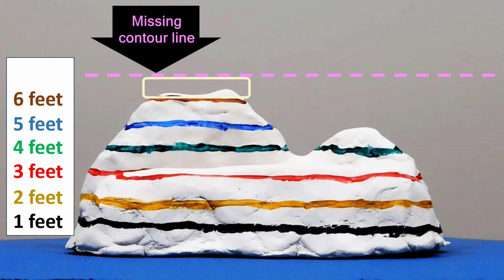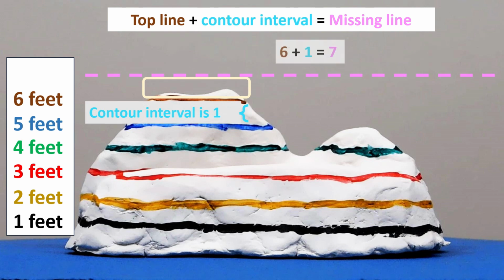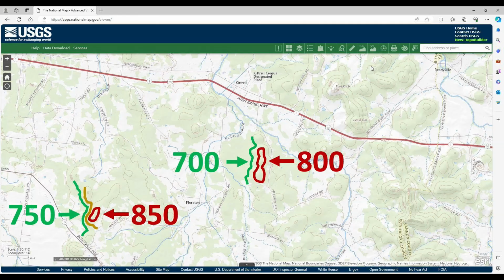We'll show the missing contour line as a pink dashed line. We can calculate the value of the missing contour line by adding the top line's value to the value of the contour interval for this set. In this case, the top line's value is 6 feet, and the contour interval's value is 1. So the value of the missing contour line is 6 plus 1, which equals 7 feet. We can then conclude that the value of the land above the top contour line is between 6 and 7 feet above sea level. We can use this same strategy for the contour lines on the map.